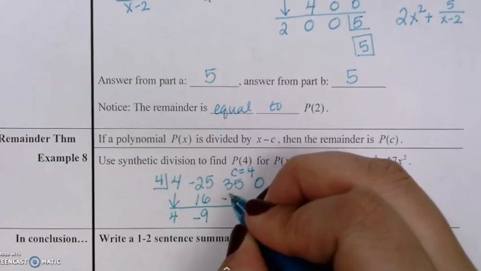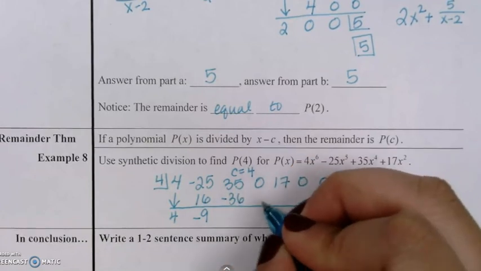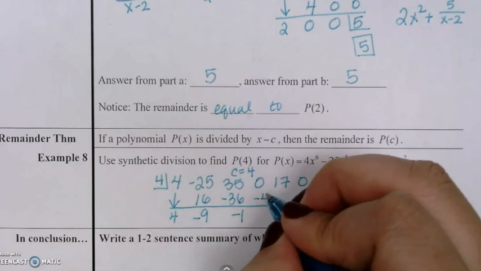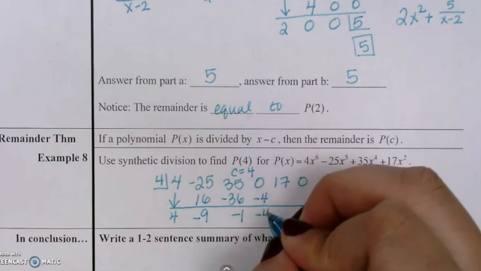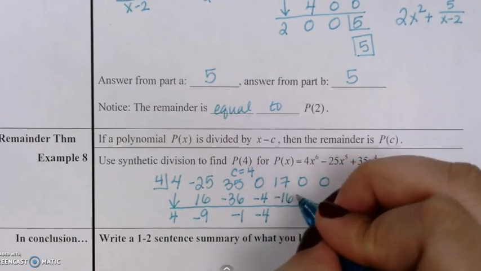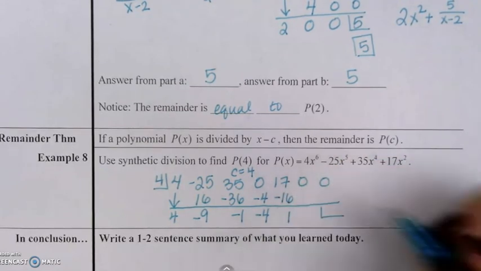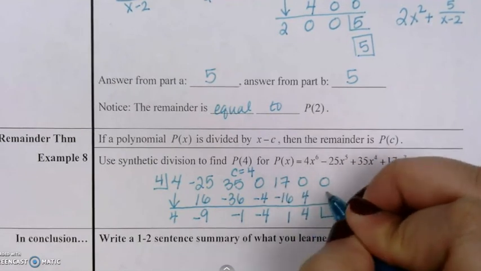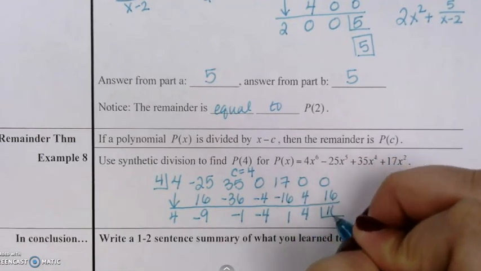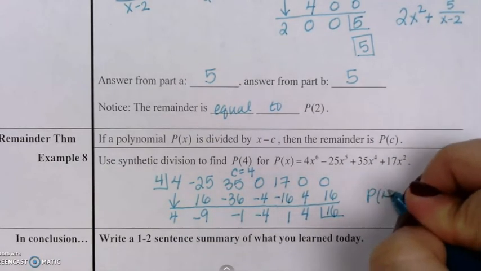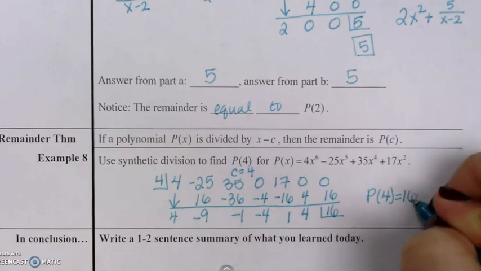Times 4 is negative 36. Add those together to negative 1. Times 4 is negative 4. Add those together is negative 4. Times 4 is negative 16. 17 minus 16 is 1. Times 4 and add them. So our remainder is 16, which means that p of 4 equals 16.